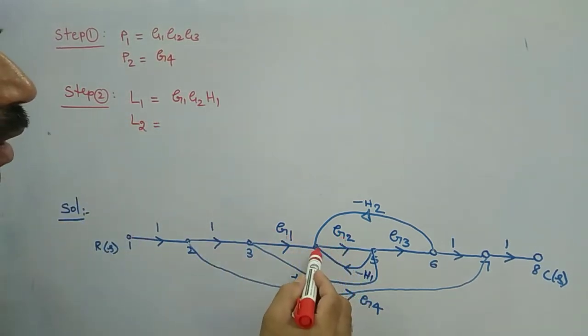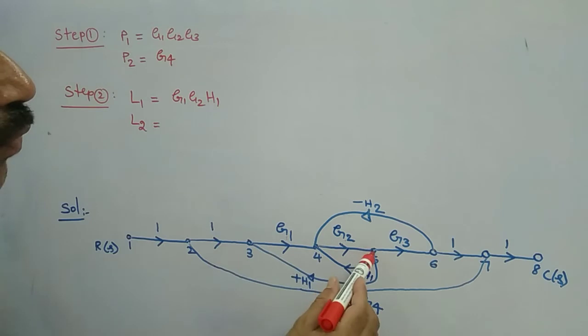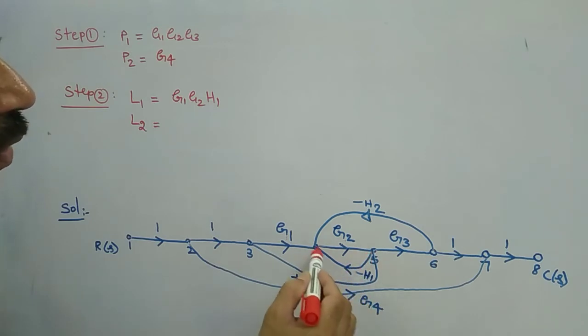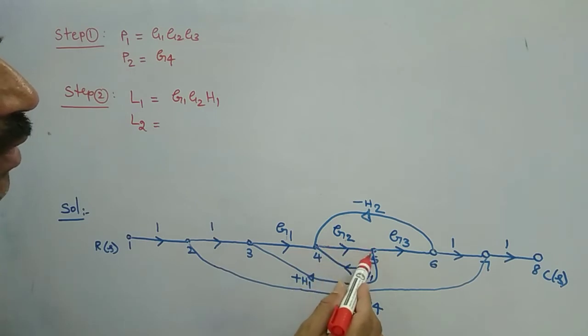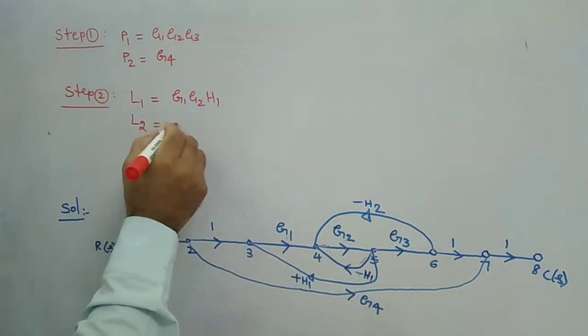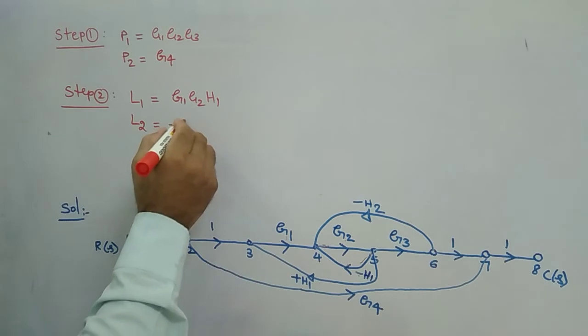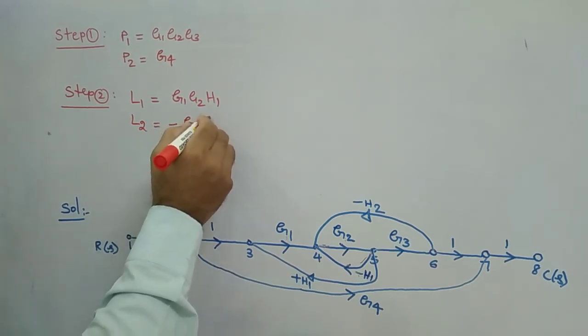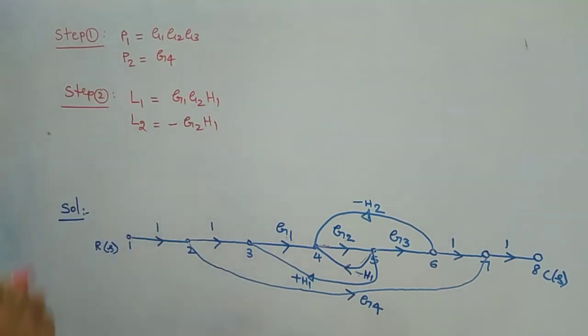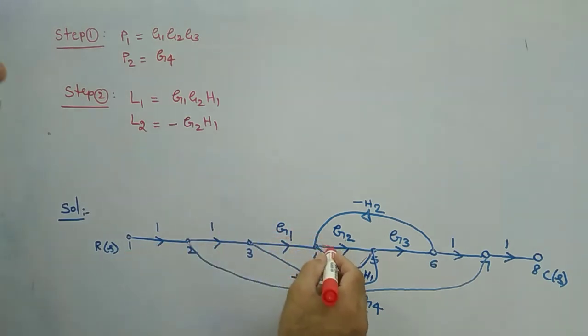Yes, definitely. Start from 4, 4 to 5 and again 5 to 4. It is ending here. This is your second loop. This portion is your second loop. What is the gain? G2 into H1, and the minus sign is there. Therefore, minus will come here: minus G2 into H1 is the second loop.